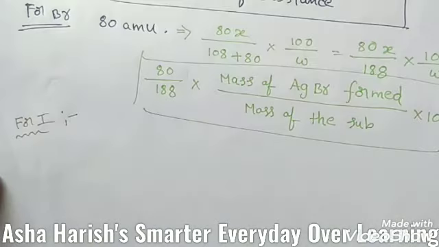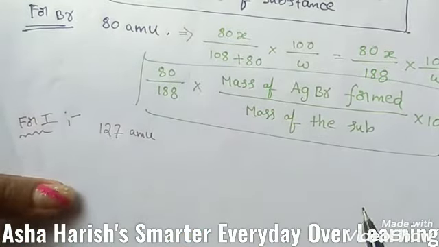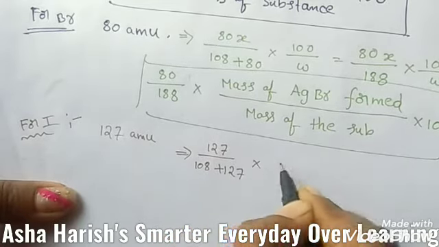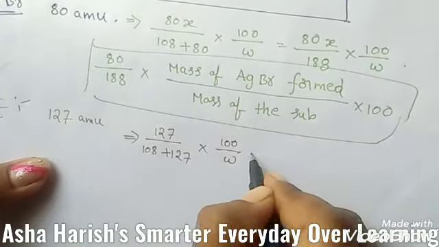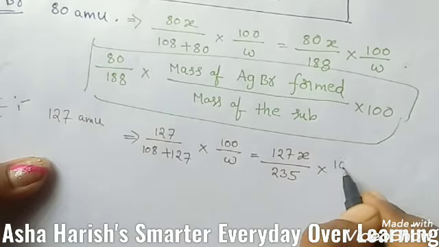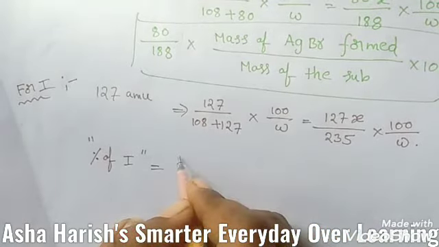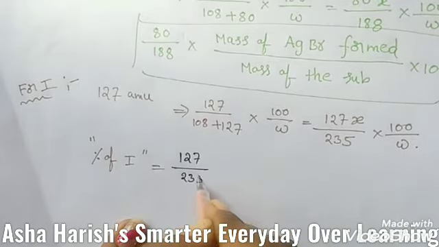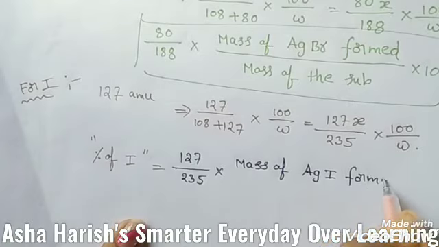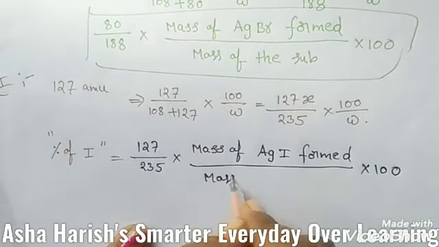Now let's see for iodine. As the atomic mass of iodine is 127 AMU, the percentage of iodine in the specific compound should be 127 by 108 plus 127 into 100 by W is equal to 127 by 235 X into 100 by W. Now the percentage of iodine is equal to 127 by 235 into mass of AgI formed by the mass of the substance what we have taken into 100, mass of the substance.